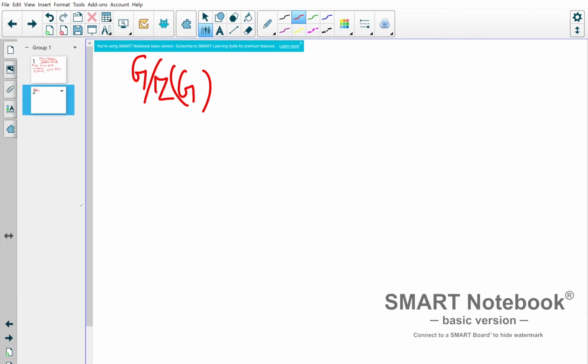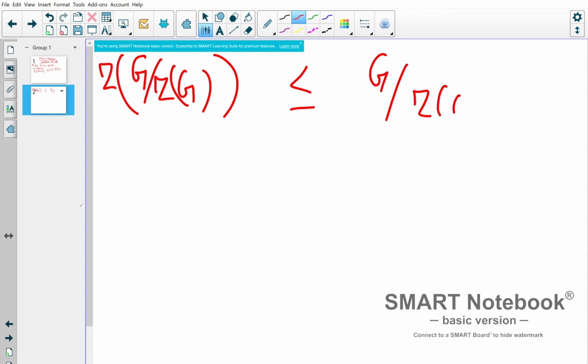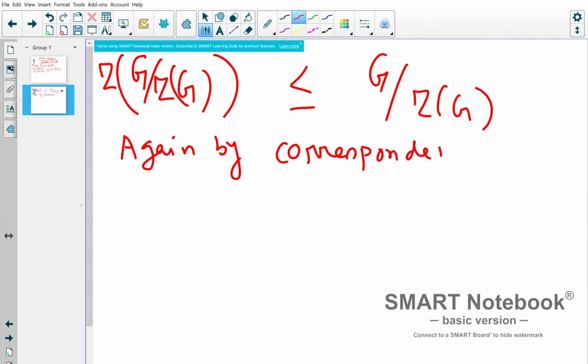This is a quotient group, right? So you can talk about the center of this. Now the center of this quotient group is a subgroup of the group G mod Z(G). And again, you know the fourth isomorphism theorem, or whatever we call it, the correspondence theorem. That tells us there is a one-to-one correspondence between subgroups of the quotient group and subgroups of the original group containing the quotient portion.